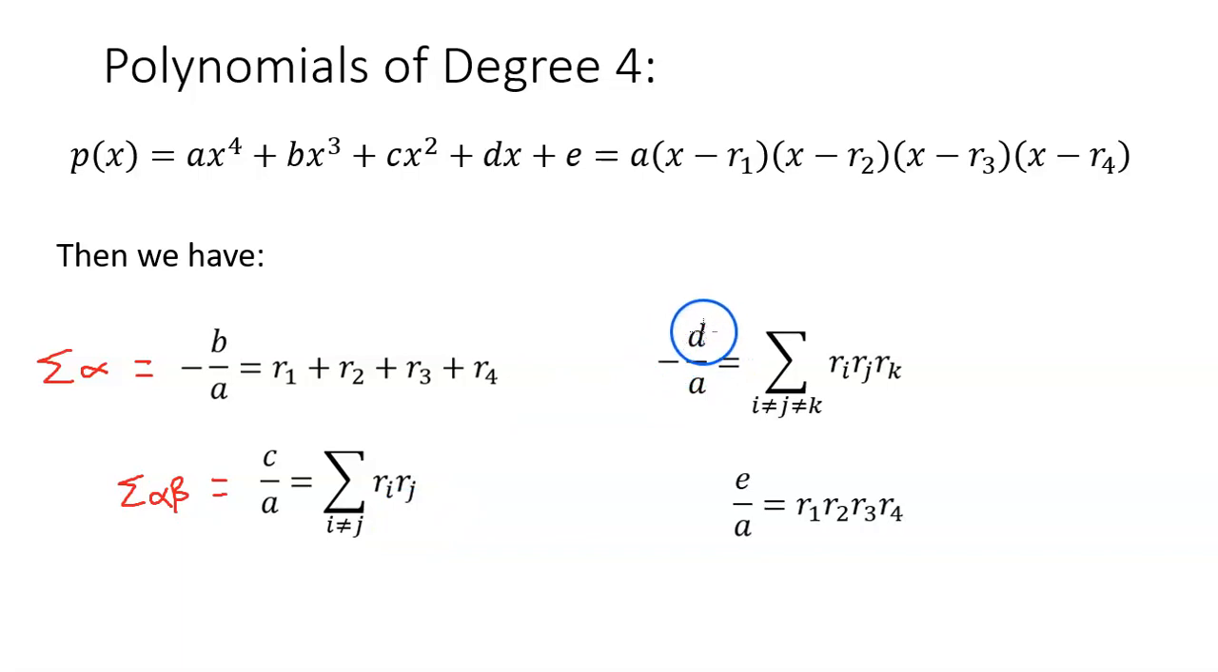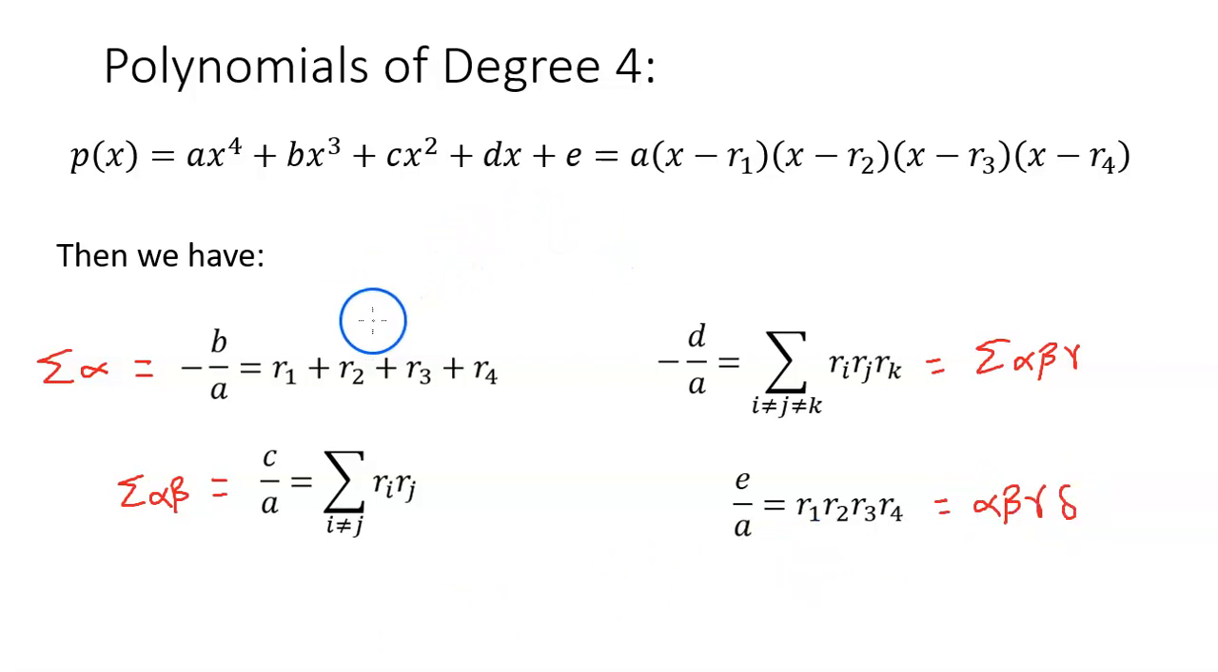And then negative d divided by a is the sum of any 3 out of the 4 roots multiplied together. And in our notation, we can write it as sum of alpha, beta, gamma. And then lastly, all 4 of the roots multiplied together is positive e divided by a. And, well, if we're sticking with these Greek letters, we can write it as alpha, beta, gamma, delta.